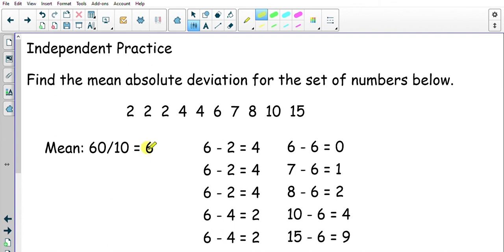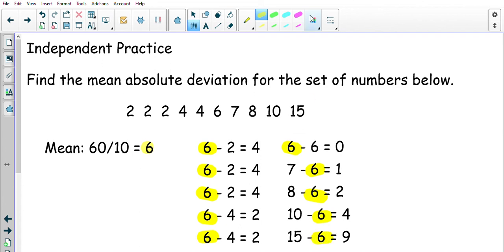So I had 2, so I have 6 minus 2, 6 minus 2, and 6 minus 2 for my 3 2s to get 3 4s. You could do it once and then just put times 3 next to it to remember that. I have 2 4s, so I do 6 minus 4 twice. I've got a 6. 6 minus 6, of course, gets a 0, but I still like to write it down so I don't forget that it's one of the numbers in my set. Now I have 7 minus 6. I have 8 minus 6, 10 minus 6, and 15 minus 6. Less repeated numbers up there.